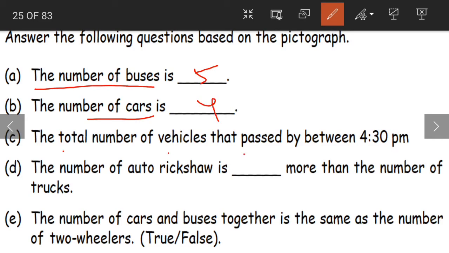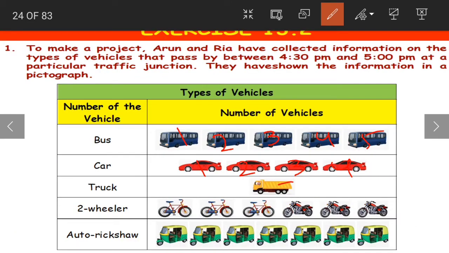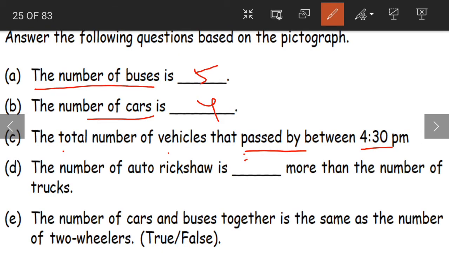The total number of vehicles that passed by, we want the total. So this is 6, 1, 2, 3, 4, 5, 6, 7. This is 5, 4, right? So we have to find out the overall total. 6 plus 4, 10, 10 plus 5, 15, 15 plus 7, 22. So in total, 22 vehicles have passed.